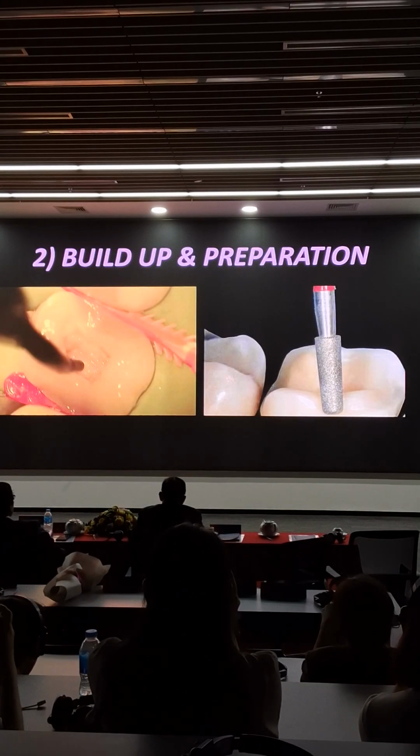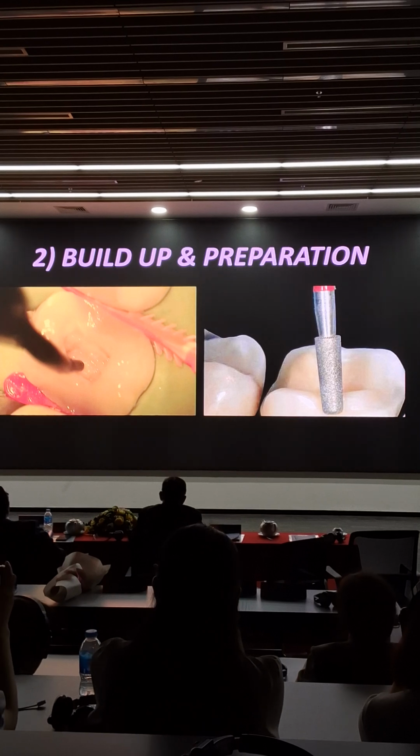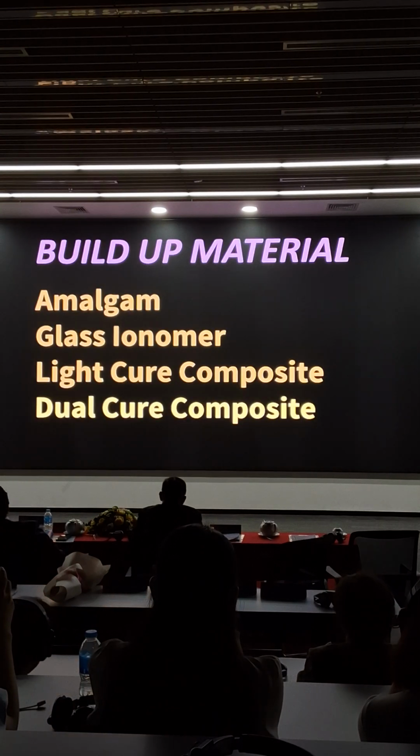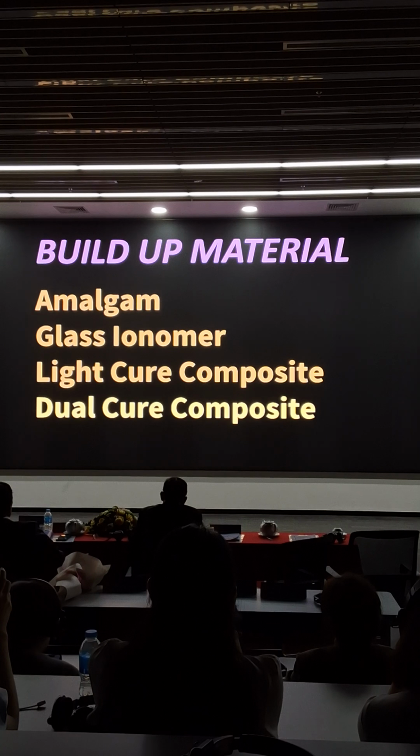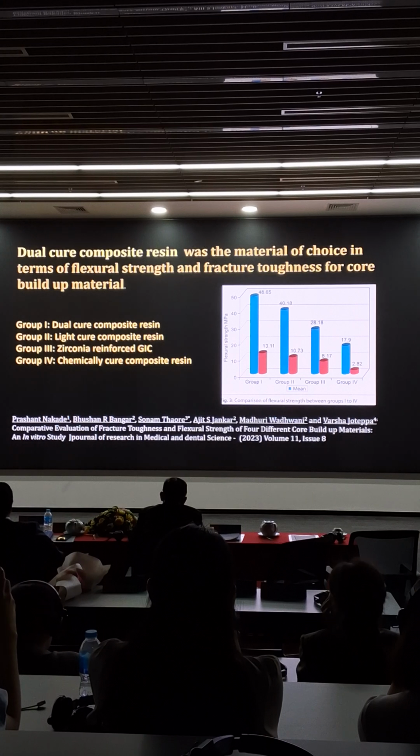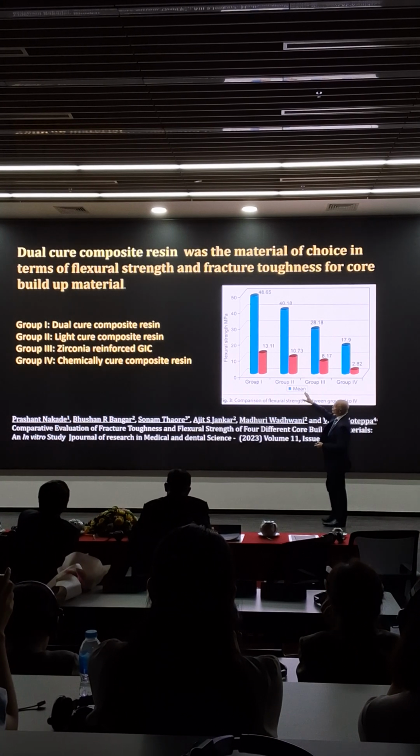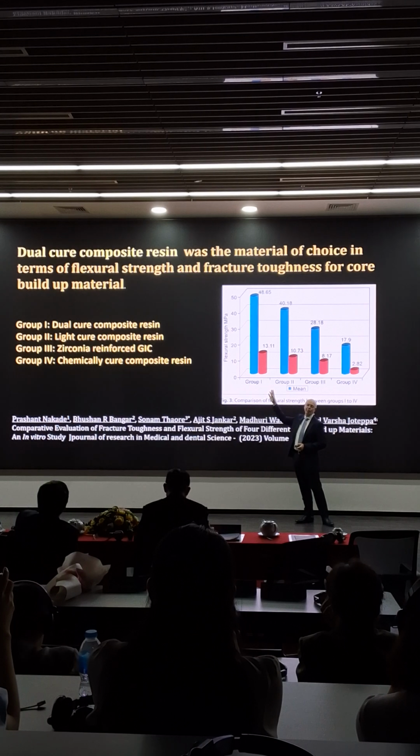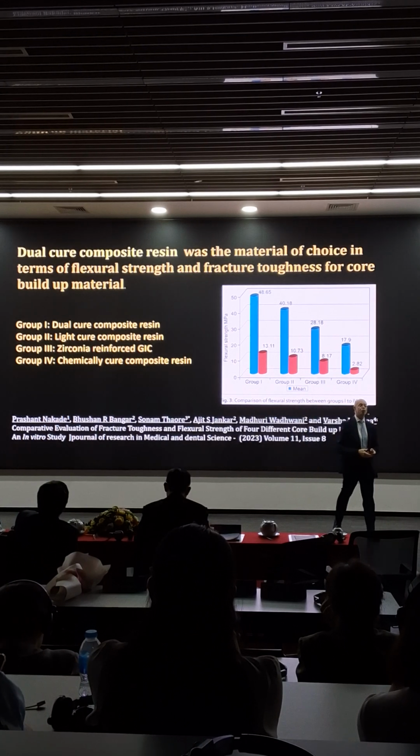So now we see the build-up, and we see the preparation for the onlay and the overlay. Which material do you use to build up? After root canal treatment, you can use amalgam, glass ionomer, normal composite, self-cure composite, or dual-cure composite. In fact, you have different studies. Most of the studies agree that the best material for you to do your core restoration is a dual-cure material.